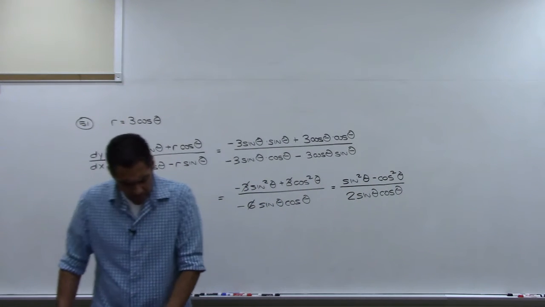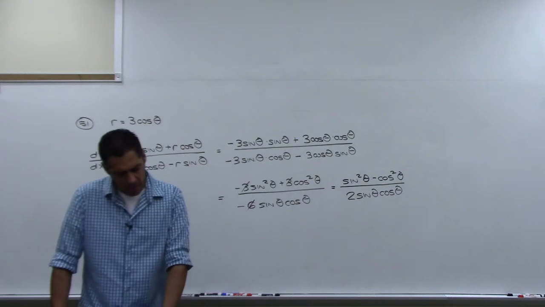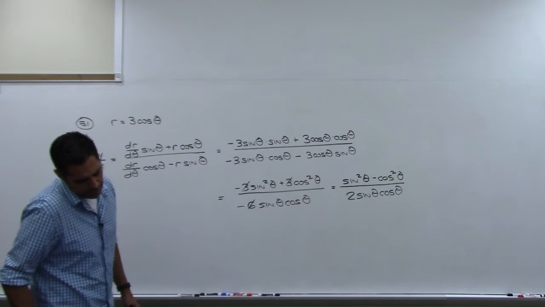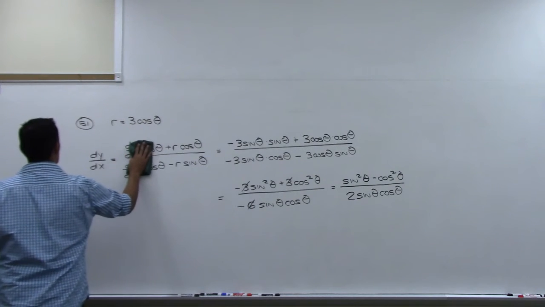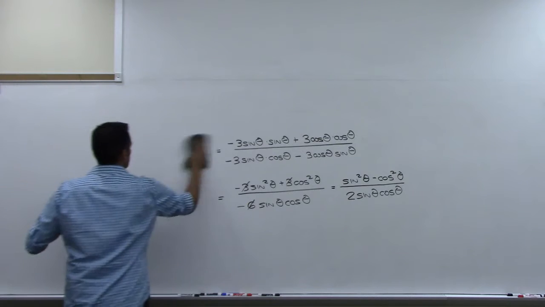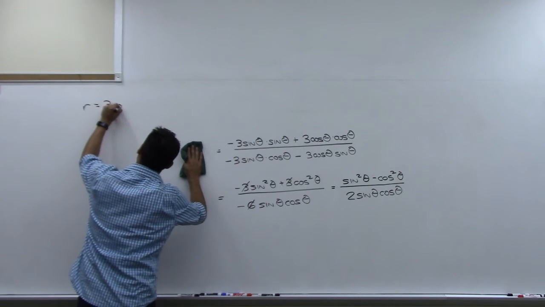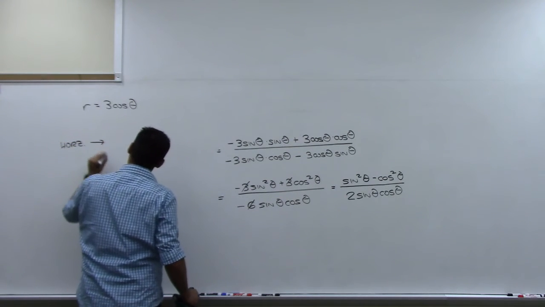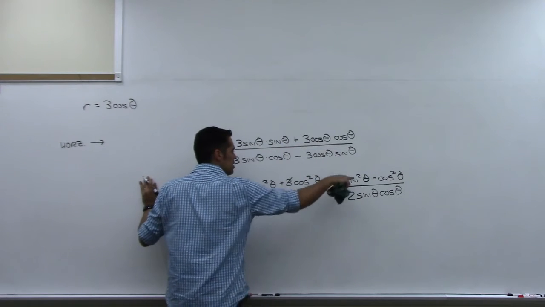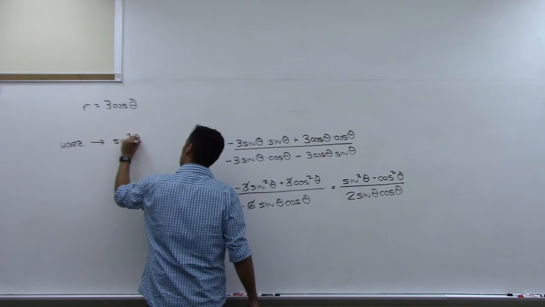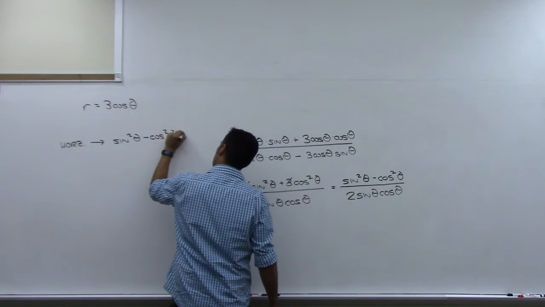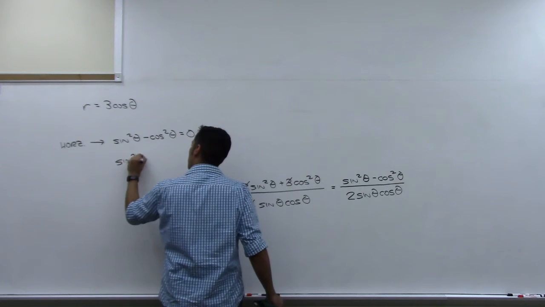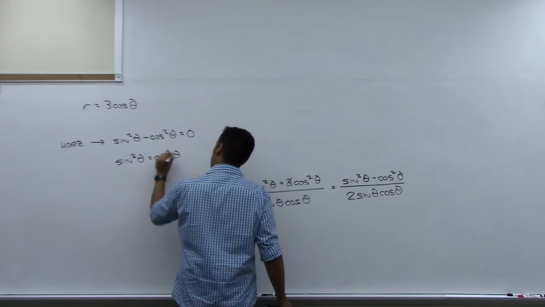So what points on this curve give you a horizontal tangent line and then a vertical tangent line? So let's talk about the horizontal first. I'm going to need that curve. R equals 3 cosine theta. So first of all, horizontal, what we want is this to be 0. So we just need the top to be 0. We need sine squared theta minus cosine squared theta to equal 0.